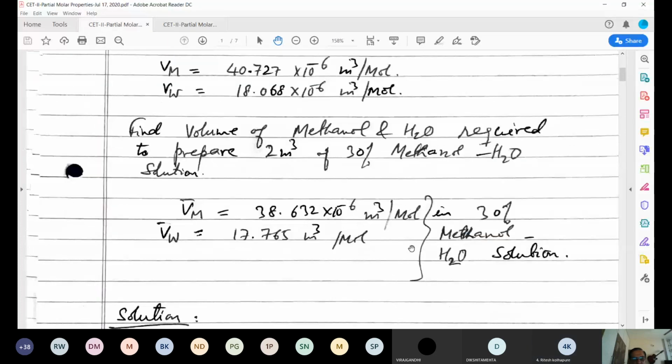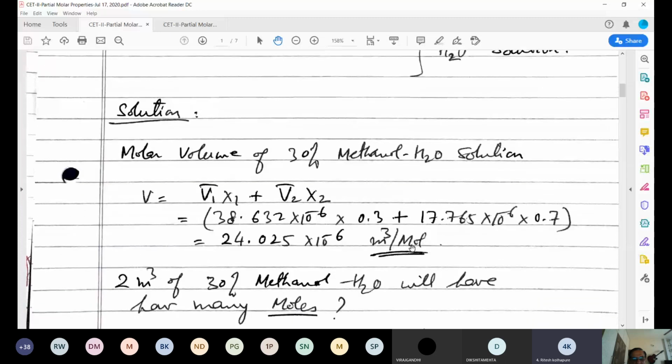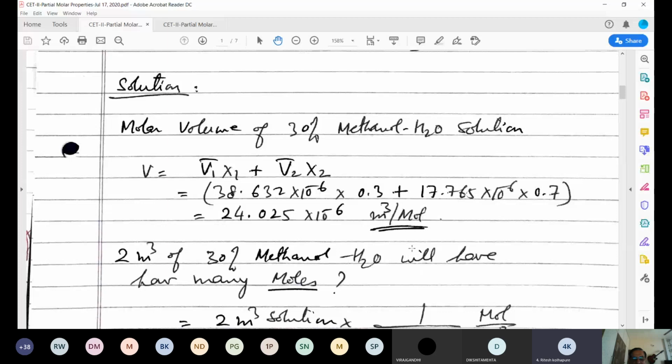Yes sir, the number of moles that we just found, is that of both together, methanol and water? Okay, let us go step by step. Don't jump. So we have done this. V is equal to V1 bar x1 plus V2 bar x2. V1 bar into 0.3 plus V2 bar into 0.7. And this is what we got as V, molar volume, meter cube per mole. Right? Everyone got it.